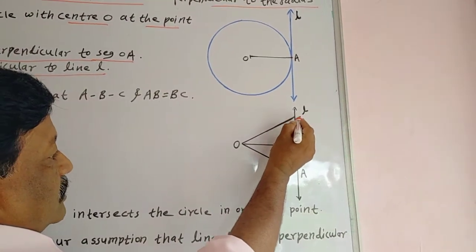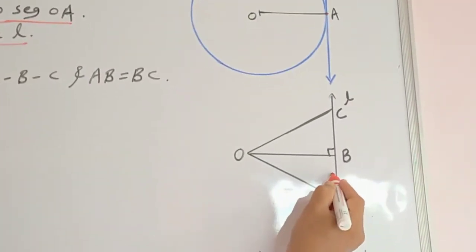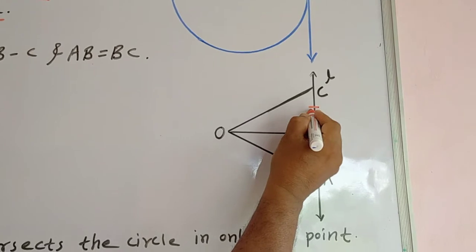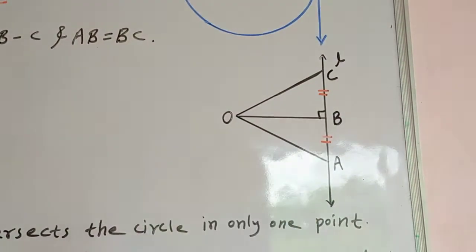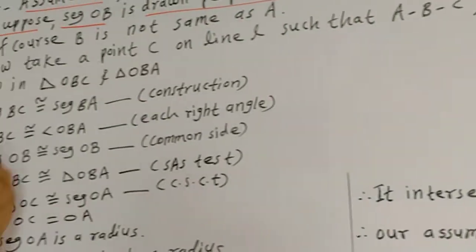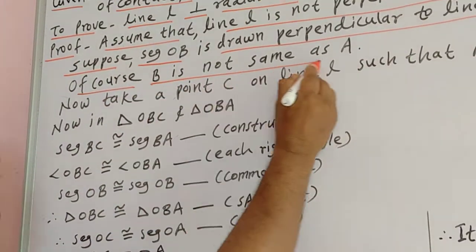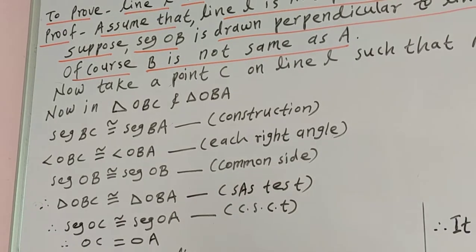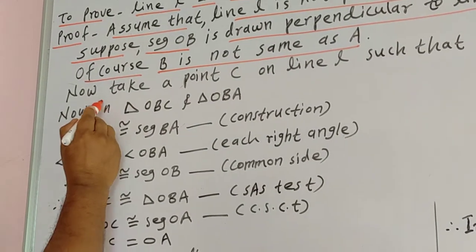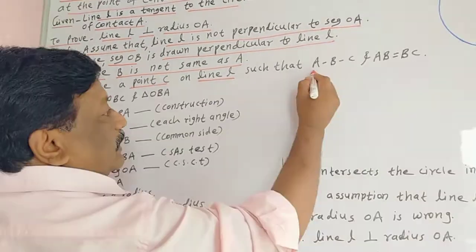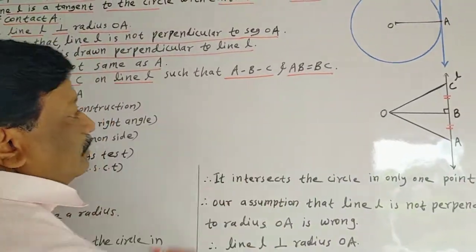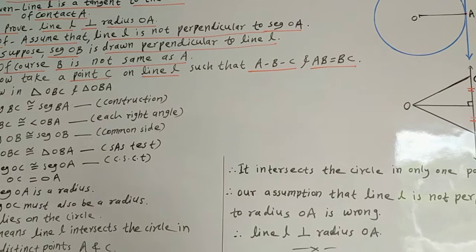Take one more point C on line L such that AB and BC are equal, and this OB is perpendicular to line L. Now remember here, B is not the same as A. A and B are two distinct points. Now the construction is: take point C on line L such that A-B-C and AB equals BC. This is the construction.